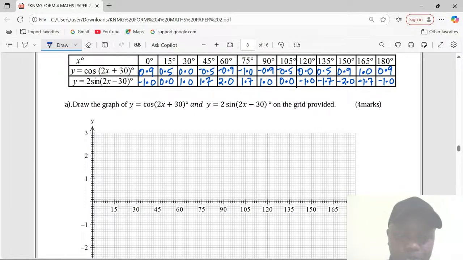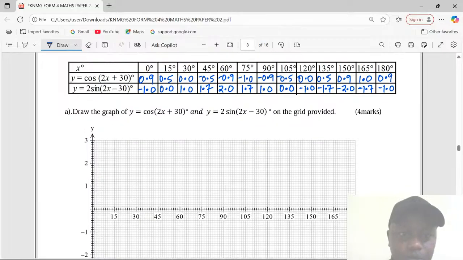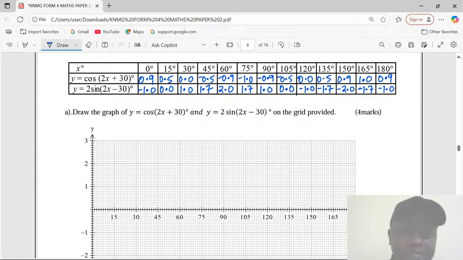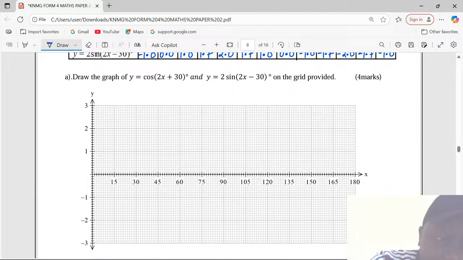Let me begin with the first one. We already have all the coordinates, and we have all the axes labeled, the vertical axis and then the horizontal axis. So we have 0, 0.9. That is the first coordinate. We plot that 0, 0.9.